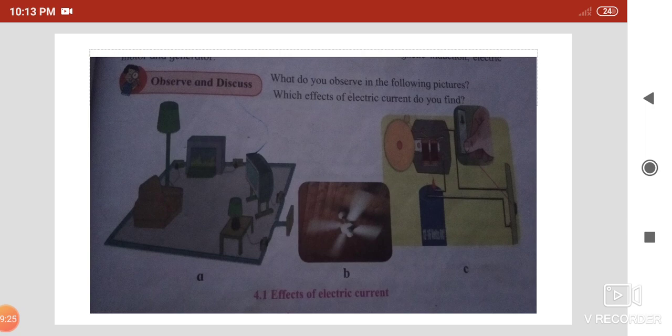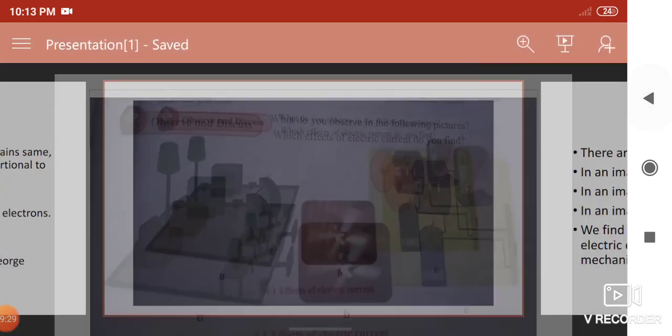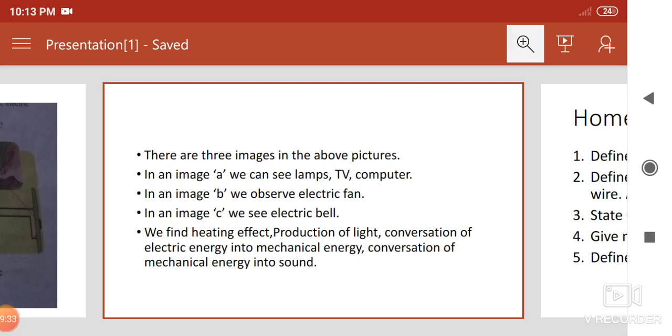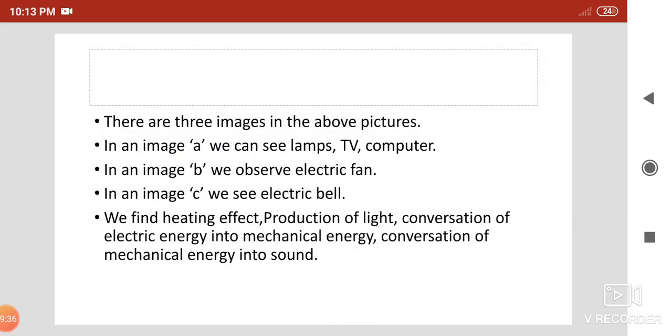In the first image, we can see the lamps, and in the lamps we get the heating effect. You can see that the bulbs get heated, so it is a heating effect of electric current. Also it produces light, which is the production of light. Even the TV or computer shows the flash of light, which means they also produce light.